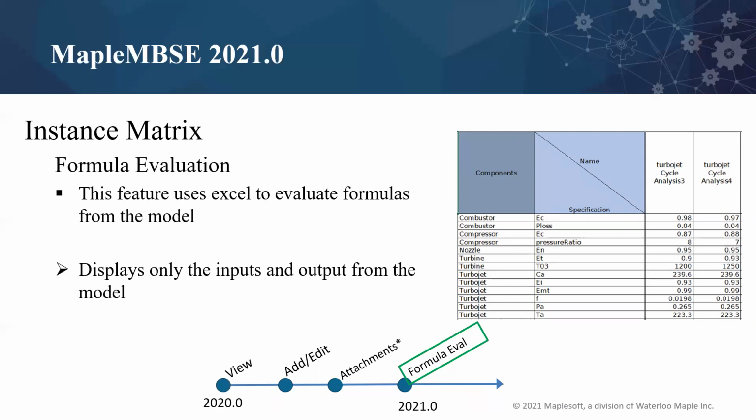the parameters and how they are linked to each other, and also to the value property. MapleMBC on the backend is going to calculate all these constraints and their links, and it's going to get the input. If the input is already available within the instance, it's going to take that input, calculate, and display the output to the user here. I'll be going through a demo for this, and we'll get to the detail of how the instance matrix works.